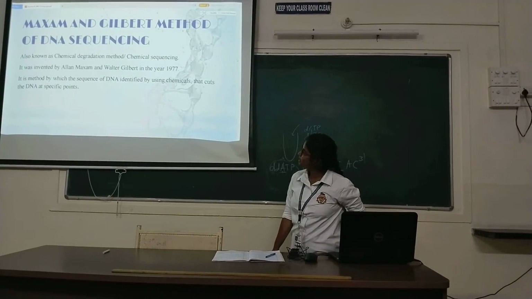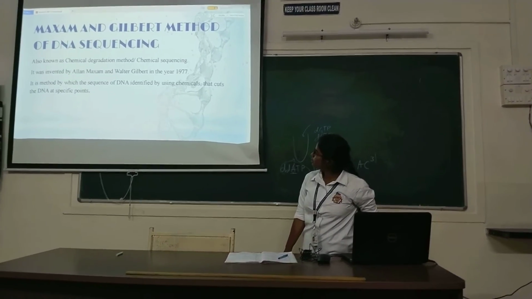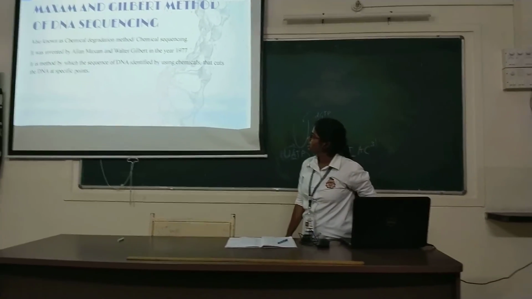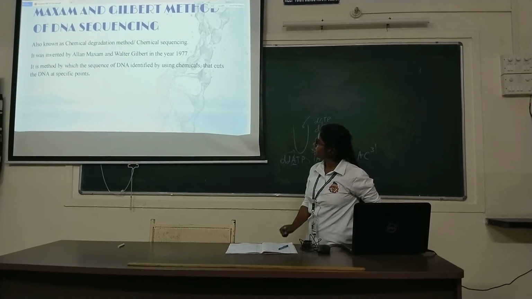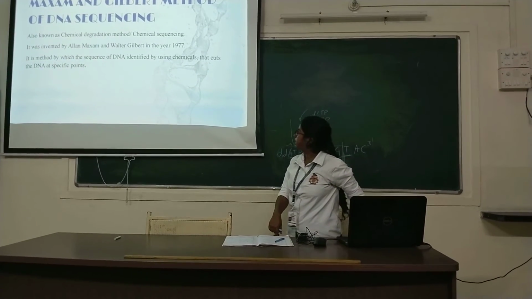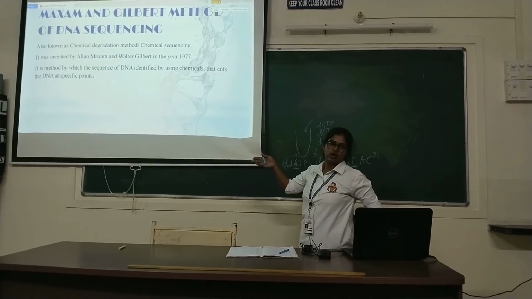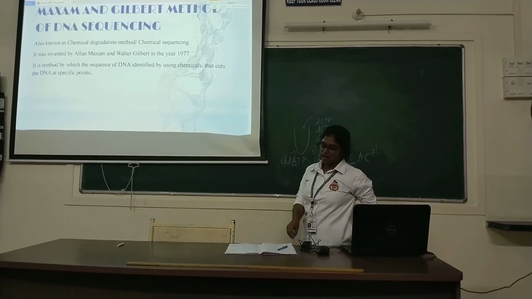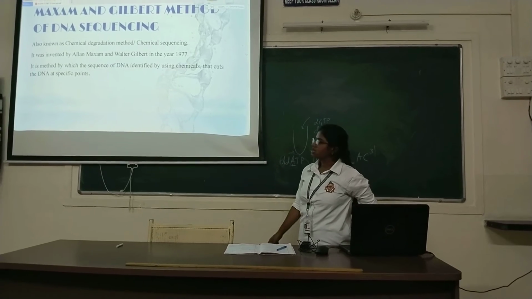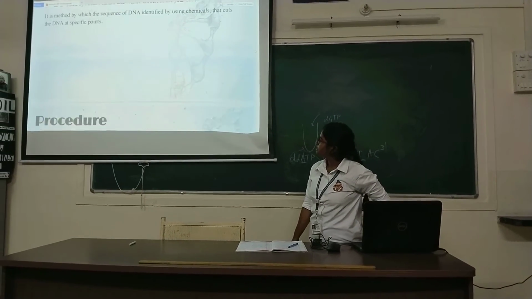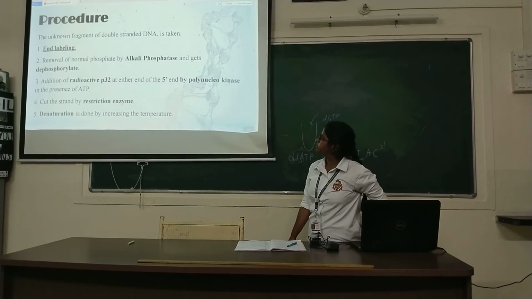It was invented by Allan Maxam and Walter Gilbert in the year 1977. It is a method by which the sequence of a DNA is identified by using chemicals. The chemicals are nothing but radioactive phosphorus, iodine, and sulfur. Those are used here. That cuts the DNA at specific points. Procedure.